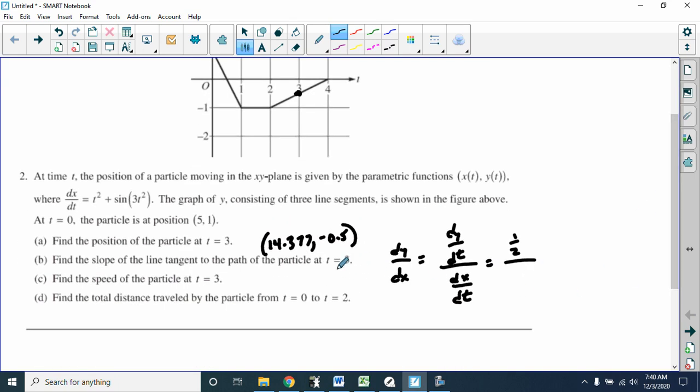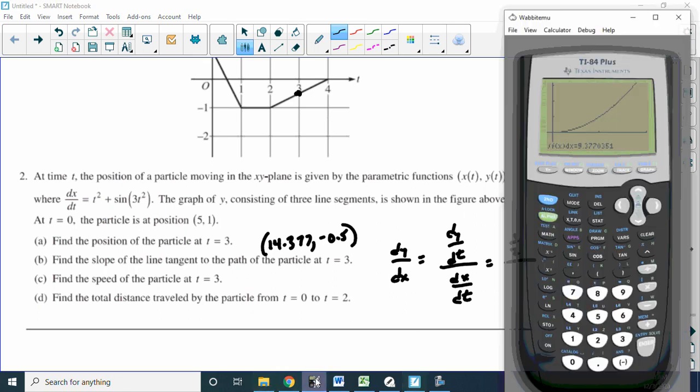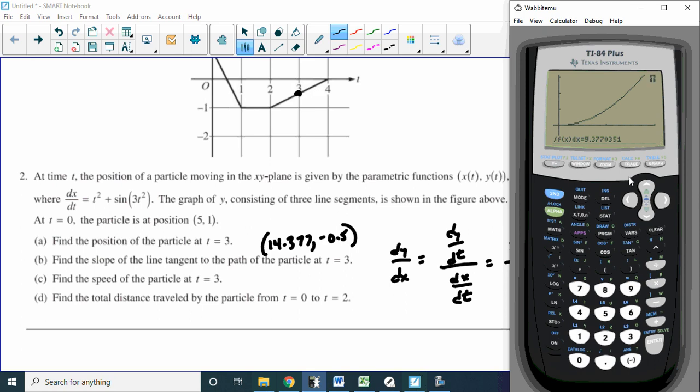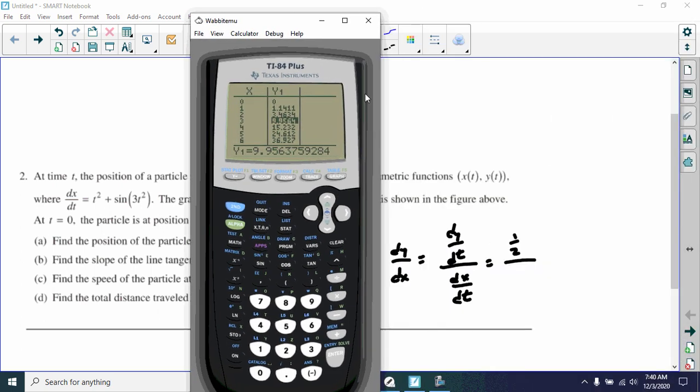For dx/dt at time 3, we're just going to plug 3 into this equation to get dx/dt at time 3. You can either plug it into the equation or you can look at your table. At time 3, that equation, which is this equation here, dx/dt is equal to 9.95637. And then divide. Gives us 0.050.